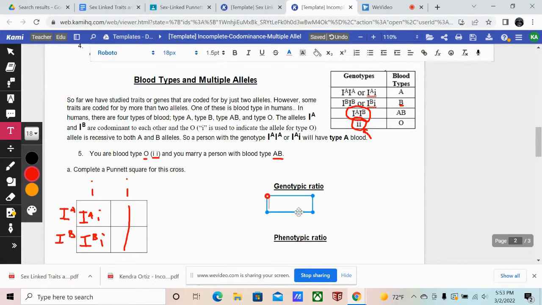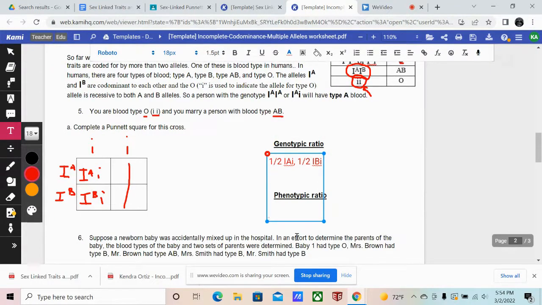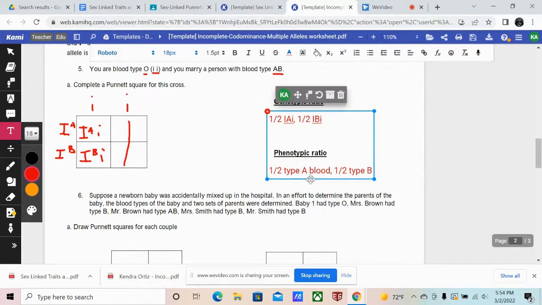Genotypic ratio, 1/2 or 50%. We'll have the genotype of big I A, little i. And it's hard, I can't do the little superscript, but you kind of understand what it is. And the other half is going to be big I B, little i. Now phenotypic ratio is just asking, hey, what blood types do these guys have? And big I A, little i, that's type A. So half of them are going to have type A blood. And big I B, little i, since little i is recessive, the other 50% or 1/2 is going to have type B blood. So these parents, type O with type AB, they can't have anybody that's type AB, and they can't have anybody that's type O. All their kids will either be A or B.